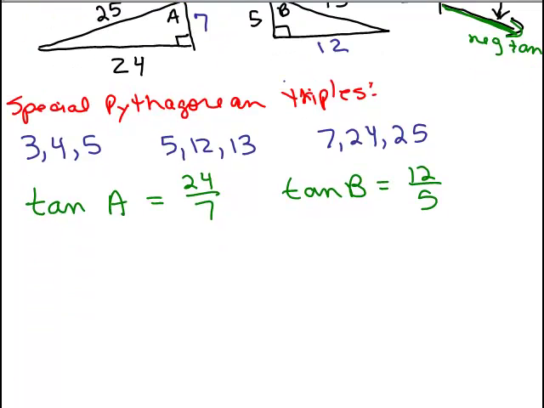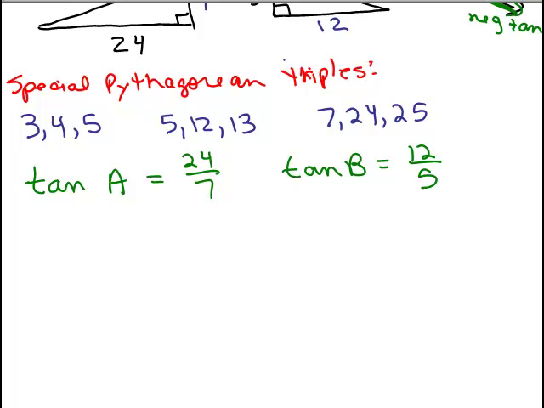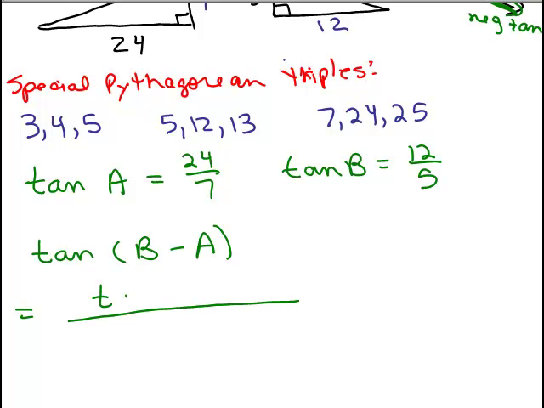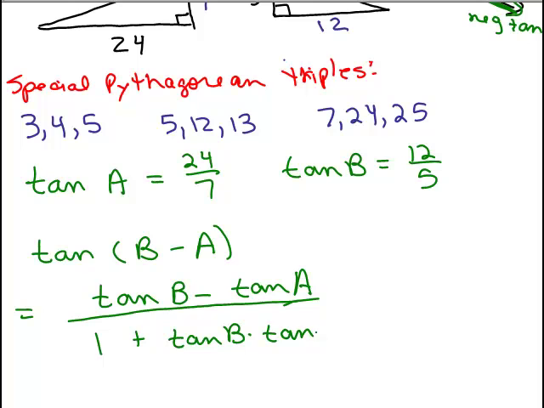Okay, so now we're ready to do the problem, which is what is tangent, and it was b minus a. We weren't doing a minus b. So what's the formula? Tangent of b minus tangent of a. Remember, it's the tangent of the first angle minus the tangent of the second angle over 1 plus the tangent of the first times the tangent of the second.